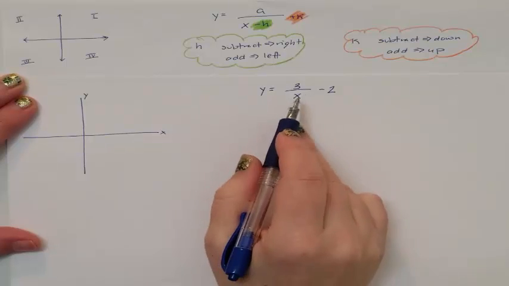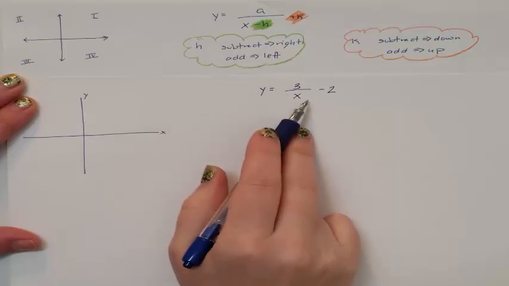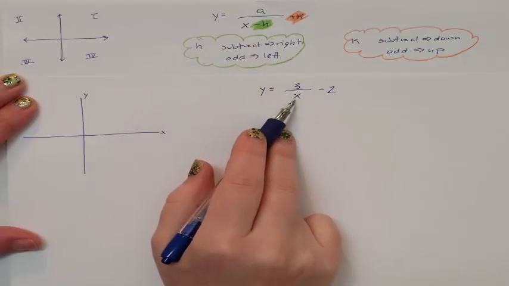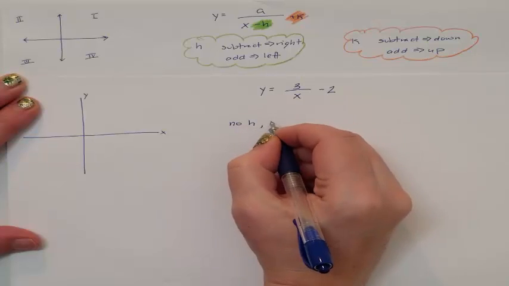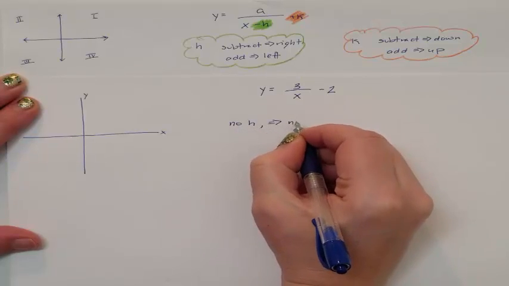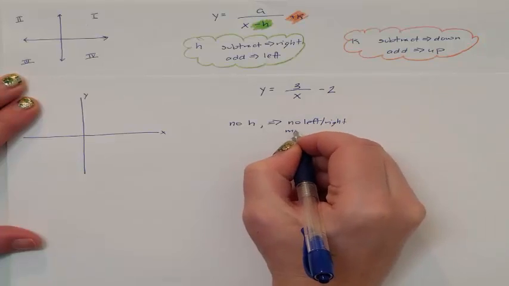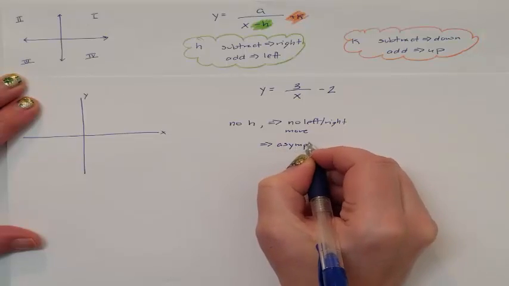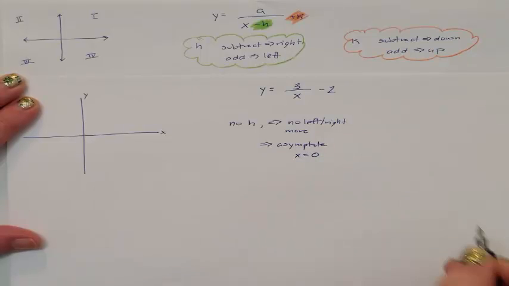Our next practice problem is right here. We're used to looking for an h and then a k. If I look at this right here, I actually don't have an inside move at all with my h, so I don't have to move to the left or to the right. So we're going to write that we have no h, and what this is going to mean is that we have no left or right move. And if that's the case, that means your asymptote stayed the same, which means my asymptote is still where x equals 0.